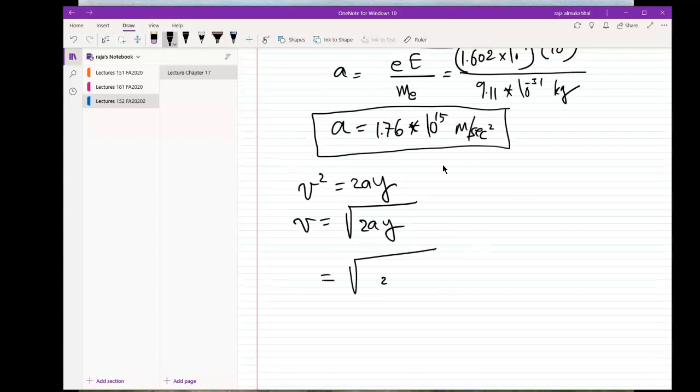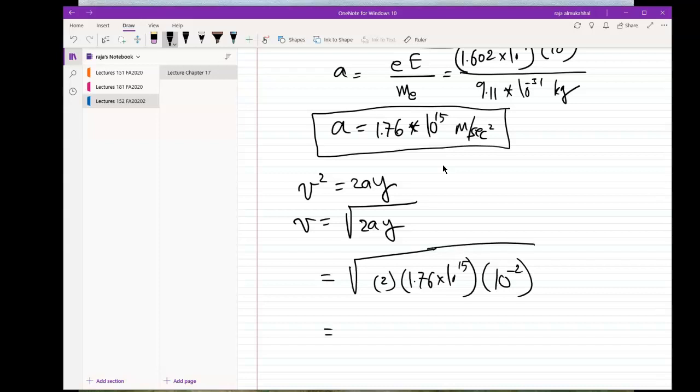So that's the square root of 2 times A, which is above right there, times Y, which is 1 centimeter, which is 10 to the negative 2. And then you calculate all of that. Answer, if I did it correctly, it's 5.9 times 10 to the power of 6 meters per second.